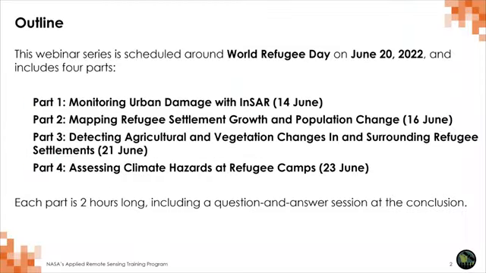As you recall from the previous parts, we've gone over the arc of different kinds of humanitarian applications in the context of armed conflict and displacement. So we started with monitoring urban damage with InSAR last week. Then we moved towards mapping refugee settlement growth and population change, and then agricultural and vegetation change.